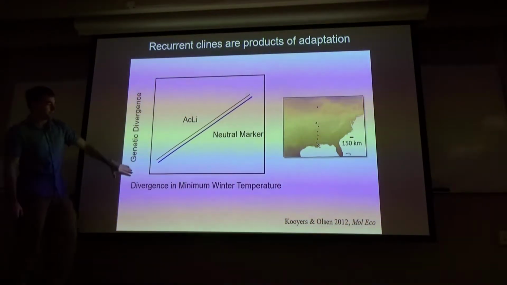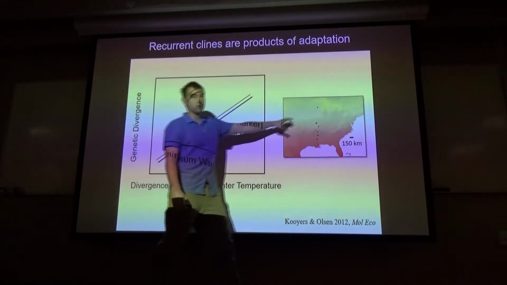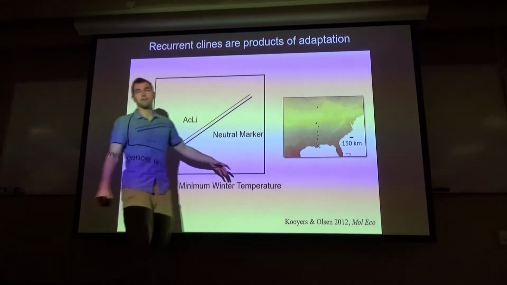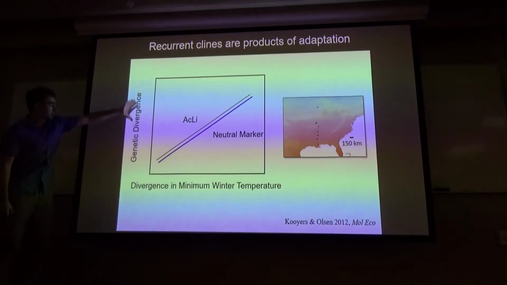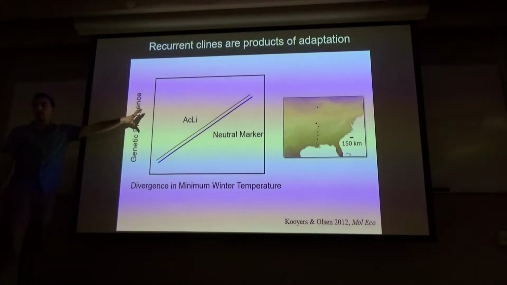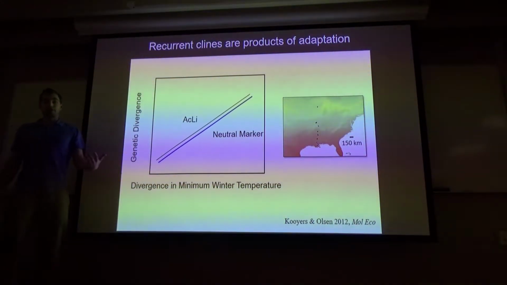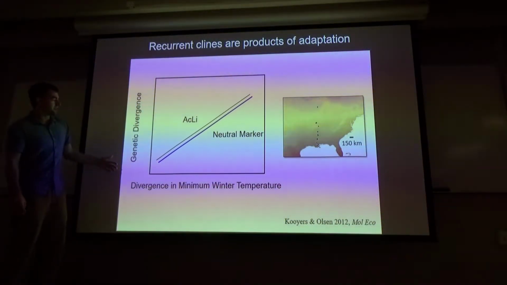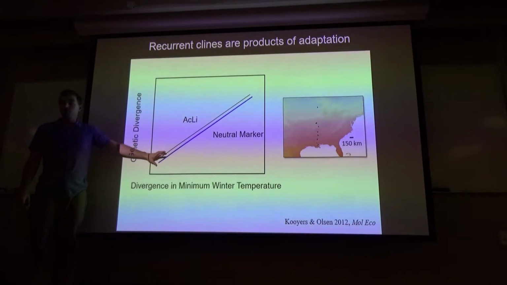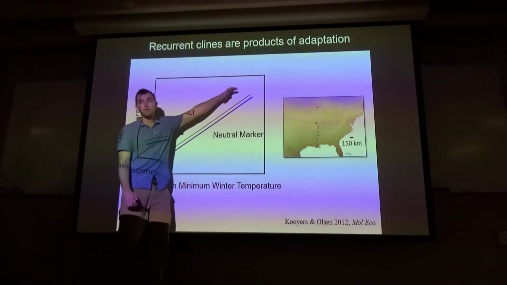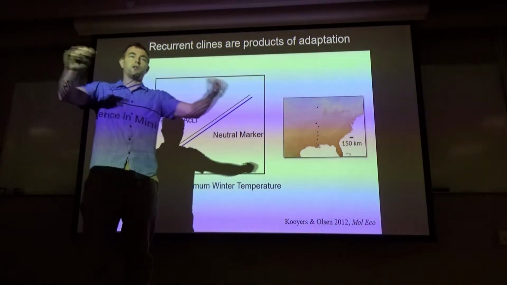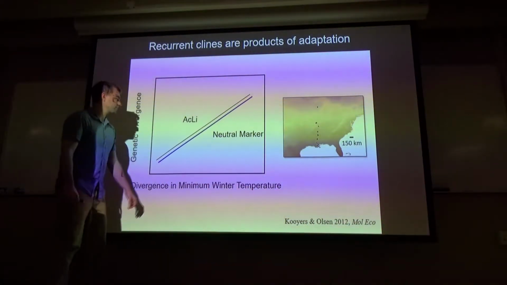So on the bottom axis, we have divergence of minimum winter temperature, looking at each one of these populations across here. So you imagine that populations that are closer together have less divergent minimum winter temperatures. On the y-axis, we can look at genetic divergence. So say the genetic divergence at those 2 cyanogenesis loci is going to be less at populations that are close to each other, and is going to be greater at populations that are further away, because we see that cline occurring across that latitudinal gradient.